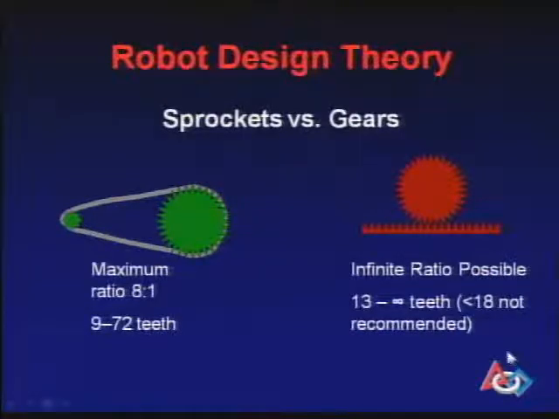Here, I have a drawing of a rack and pinion system. This is similar to what turns the front wheels in your car, where you have a round gear meshed with a flat gear that's basically a flat piece of metal with teeth cut into it. This flat gear could go on as long as you like, so it basically has an infinite number of teeth, giving you infinite possible gear ratios. The number of teeth is limited to from 13 to infinity, although less than 18 teeth is not recommended because the teeth get small and are easy to break.